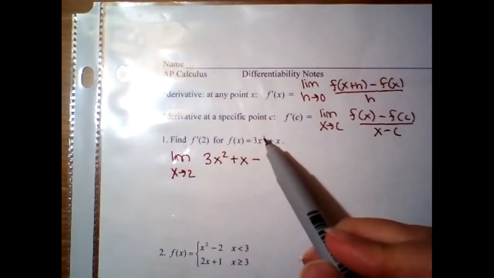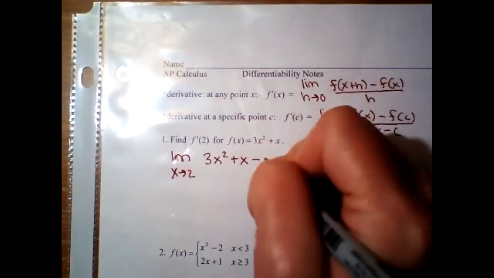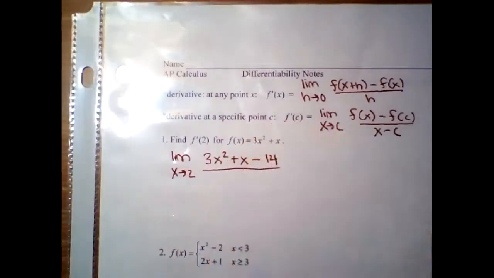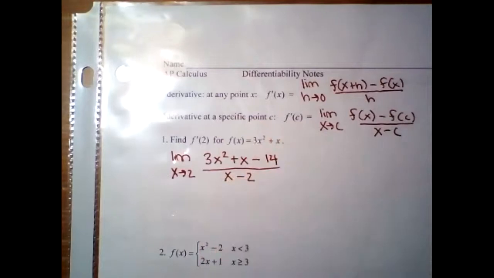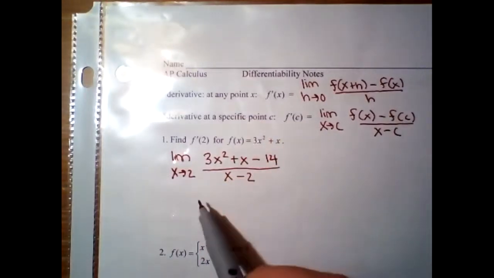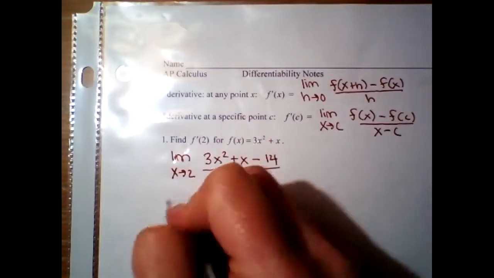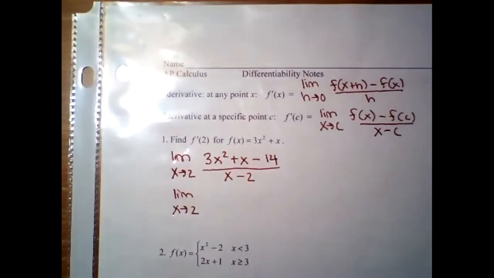So 2 squared is 4, times 3 will be 12, and then plus 2 will be 14. And then it's over x minus c, so this would be x minus 2. Now, spoiler alert, if you plug in 2 for x, you're going to get 0 over 0. It's not going to work out. We're going to have to factor this and get something to cancel.